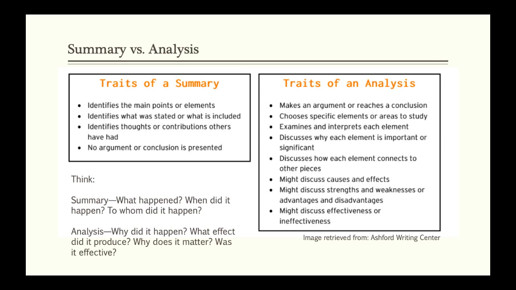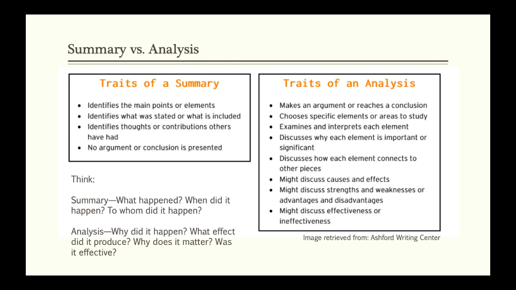Also, traits of an analysis. On the other side, this is what we're trying to do. We are trying to make an argument or reach a conclusion. So with this, we're choosing specific elements or areas to study. We're examining, we're interpreting, we're discussing why each element connects to the other pieces. Might be discussing causes and effects, strengths, weaknesses, right? And then like we talked about, discussing how effective it was or ineffective, etc.